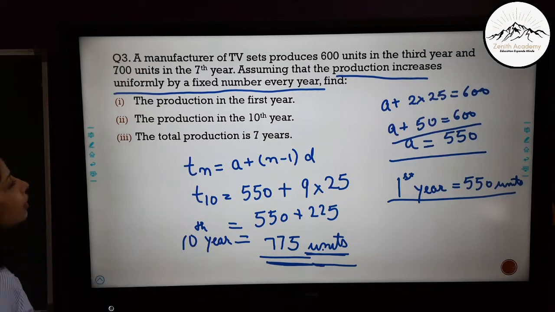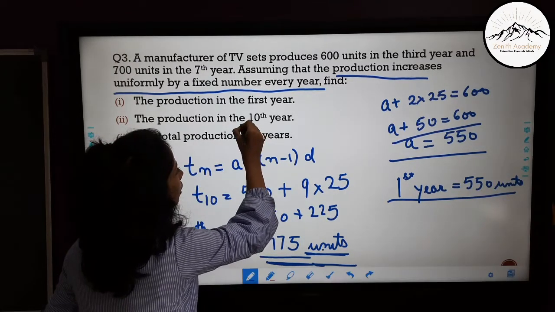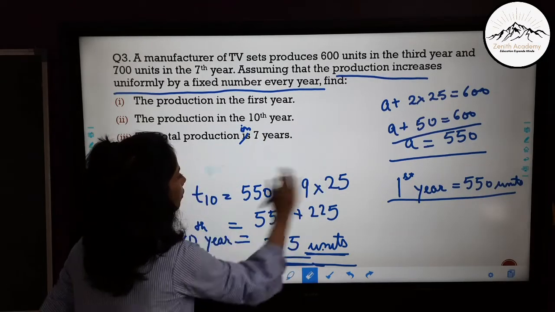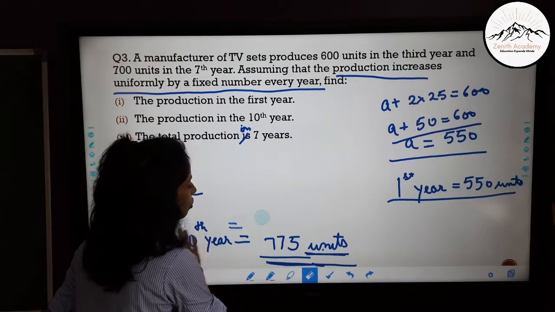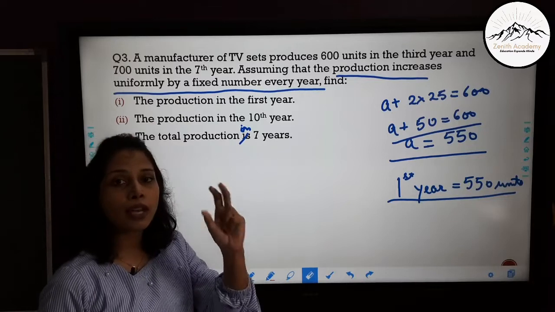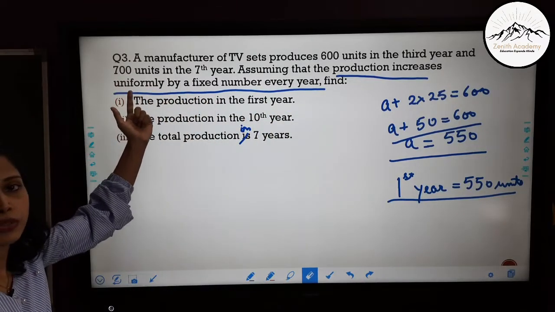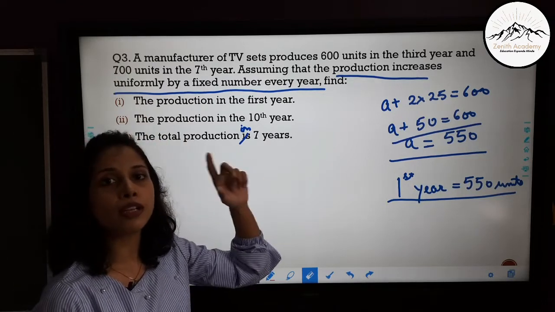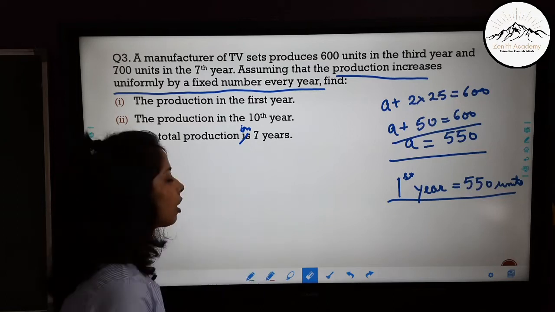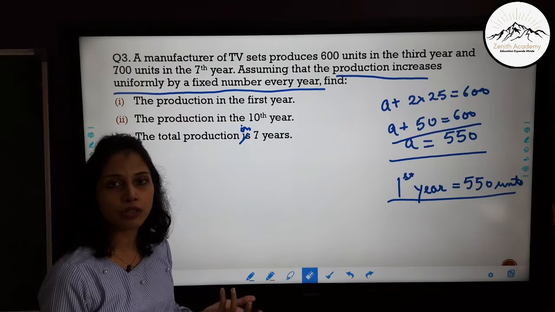Now our third question is the total production in 7 years. When we need to find the total production of 7 years, we don't need to find the 7th year production. 7th year production is already given to us as 700 units. We need to find the total production of the manufacturer in 7 years. So total production means the sum of production of all years.